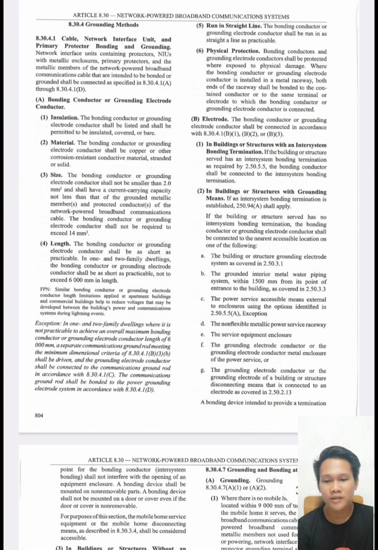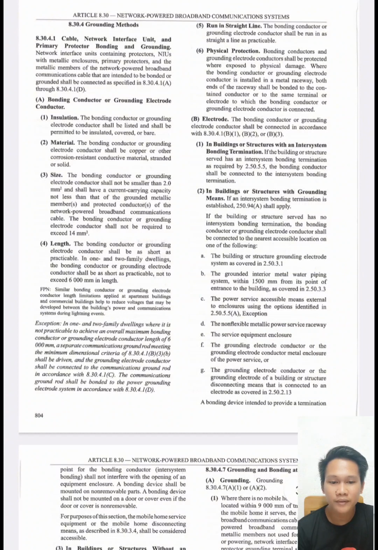Third, we have size. The bonding conductor or grounding electrode conductor shall not be smaller than 2.0 mm squared and shall have a current carrying capacity not less than that of the grounded metallic member and protected conductor of the network-powered broadband communication cable. The bonding conductor or grounding electrode conductor shall not be required to exceed 14 mm squared. Fourth, we have length. The bonding conductor or grounding electrode conductor shall be as short as practicable. In 1 and 2 family dwellings, the bonding conductor or grounding electrode conductor shall be as short as practicable, not to exceed 6,000 mm in length.